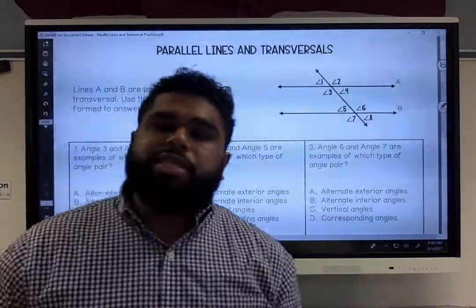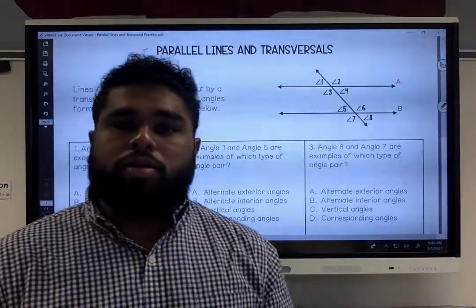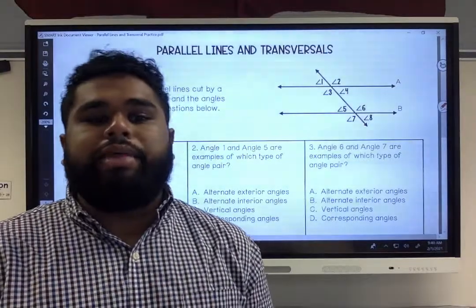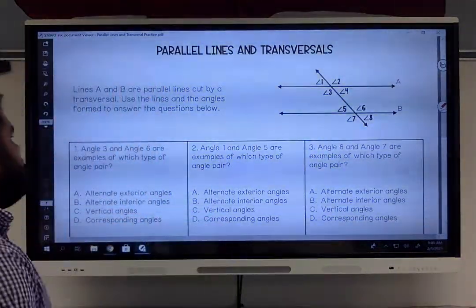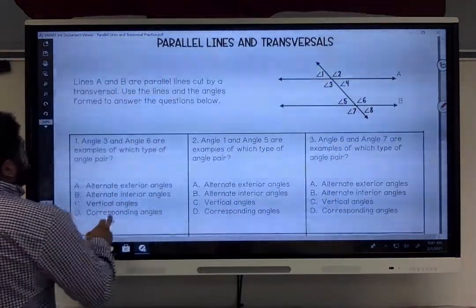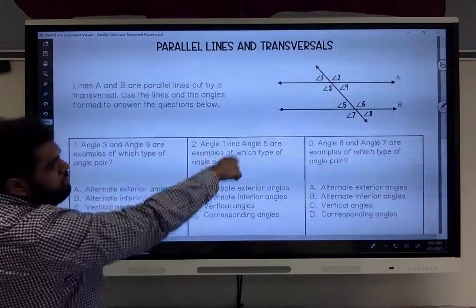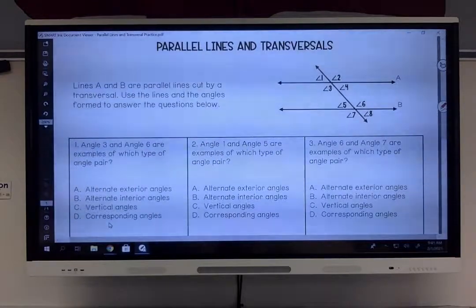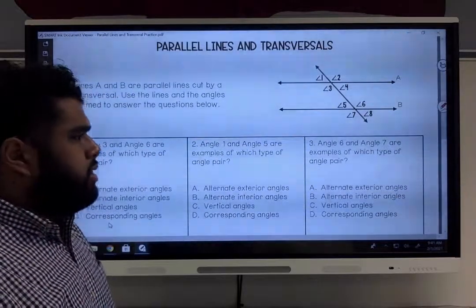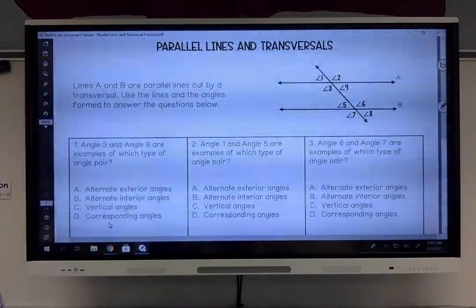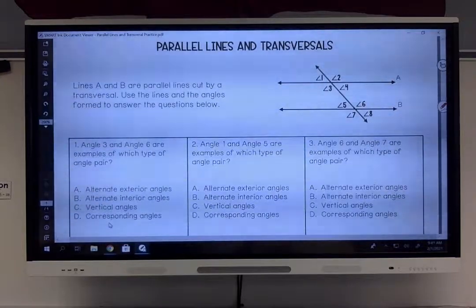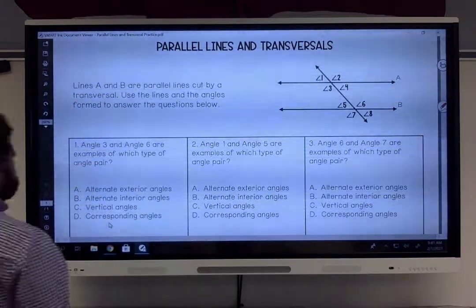Okay, so let's continue on with a little bit of practice about parallel lines and transversals and their angles. It says lines A and B are parallel lines, and it's been cut by a transversal. So a little bit of the same of what we were doing with the last video, right? Parallel lines and transversals. Okay, so let's read question 1.